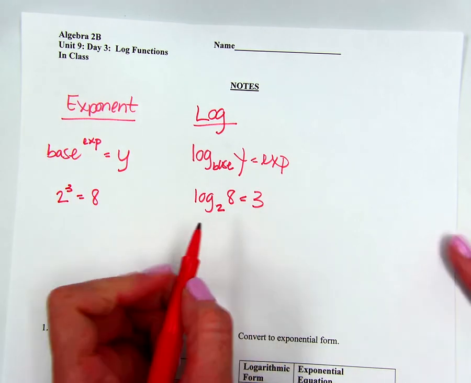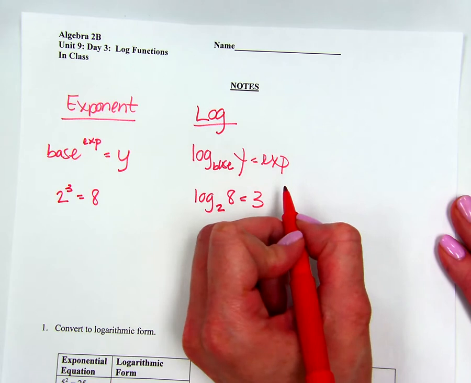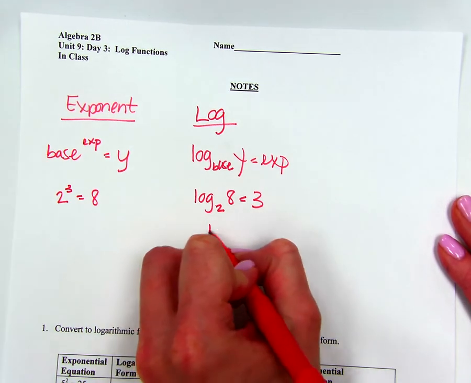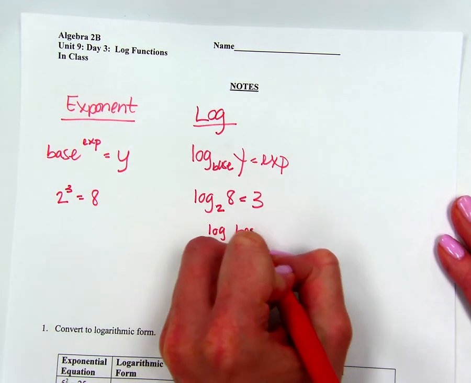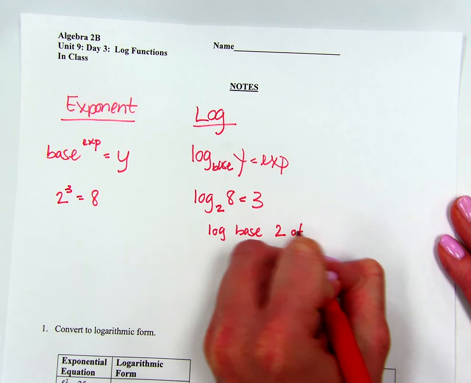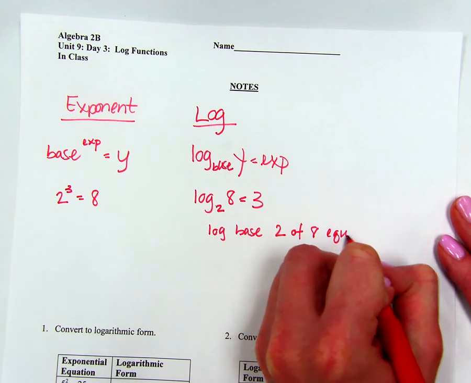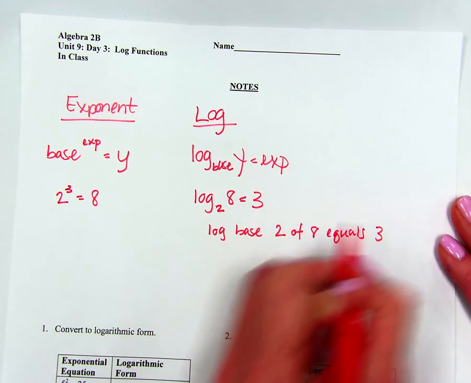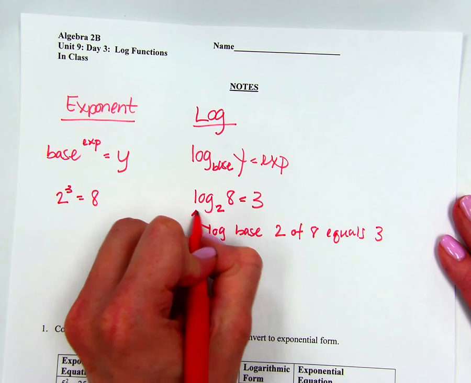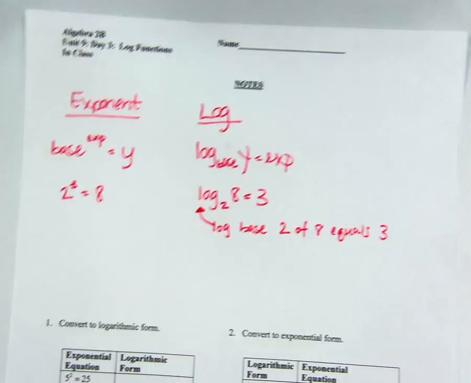If you want to write this out, just as a little reminder for how to say it, you would say log base 2 of 8 equals 3. That's just the words for how you would say that equation right there.